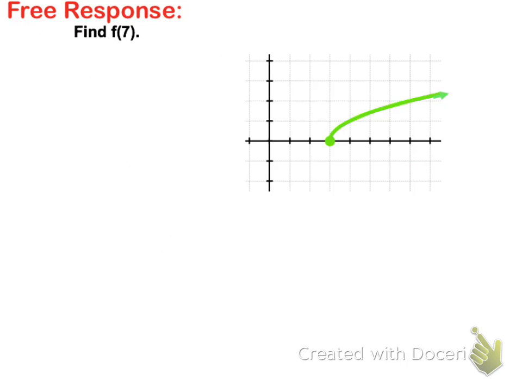All right, here's your free response question. I want you to find f of 7, so go ahead, pause your video, and look at this graph and find f of 7. Now you'll notice there's no scale on here, so let's just make sure that we know we're scaling in ones. So 1, 2, 3, etc., and the same going up. Find f of 7 and put that answer into your Google form.